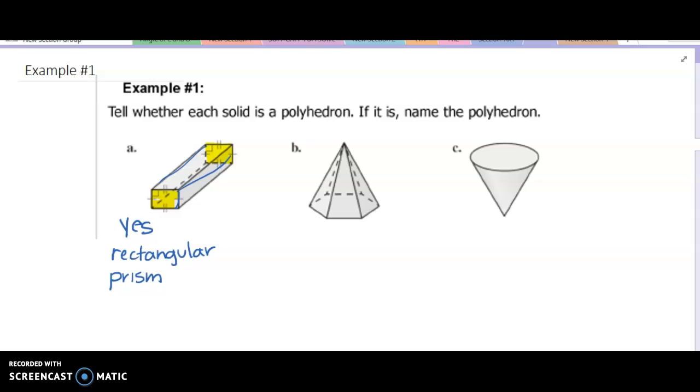All right, if I look at this, I have a pyramid, and pyramids are polyhedrons, so this would be another yes. I have a something pyramid. And once again, we label pyramids by their bases. So this here would be its base. Okay, so I'm going to number the vertices here. So 1, 2, 3, 4, 5, 6. So there's 6 vertices in this base. So that's a hexagonal pyramid.